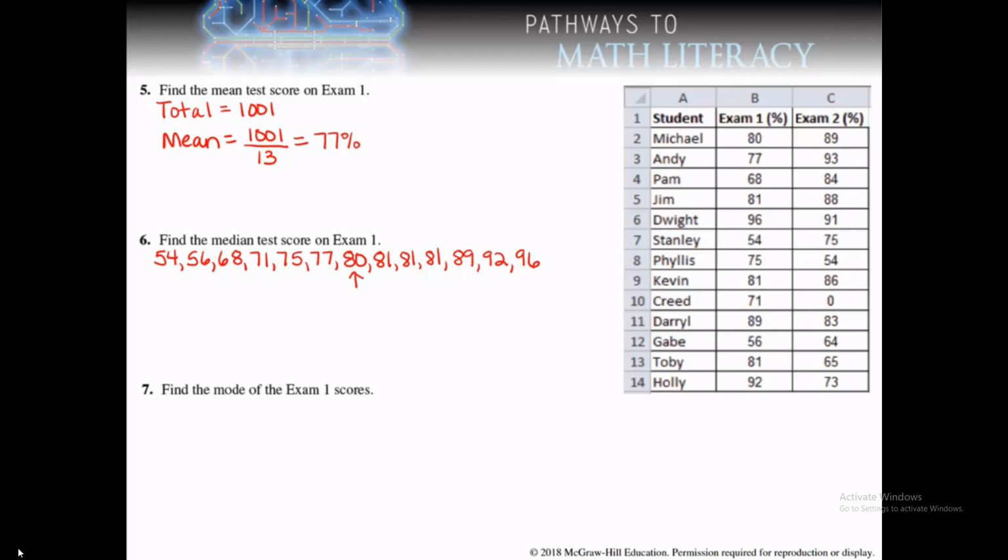And then in number 7, find the mode. The mode is the number that appears the most number of times. And so looking at the list that we rewrote in order is actually helpful. You can see from that list that the one that repeats the most is 81. There are 3 of them. So that is our mode.